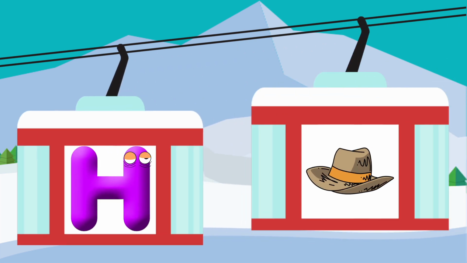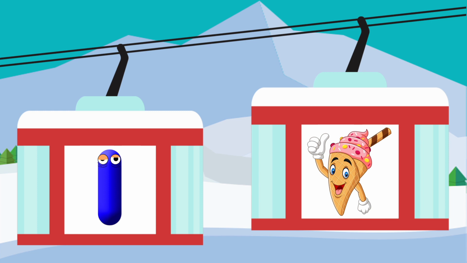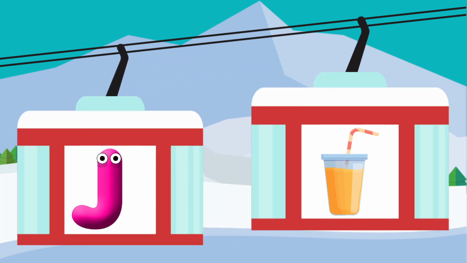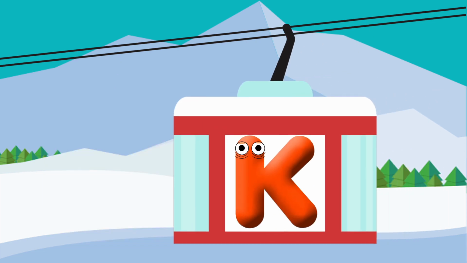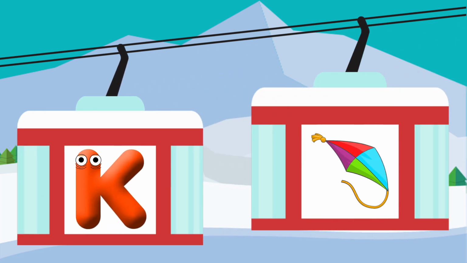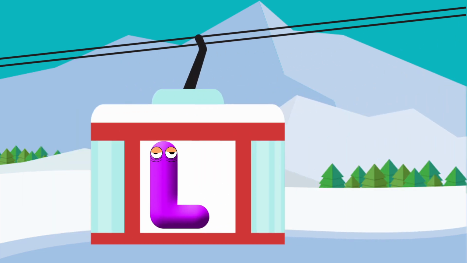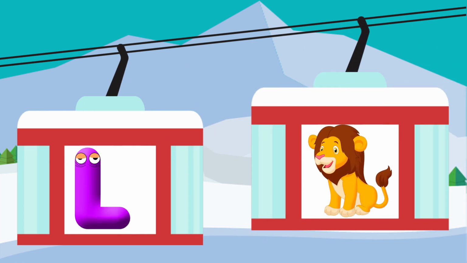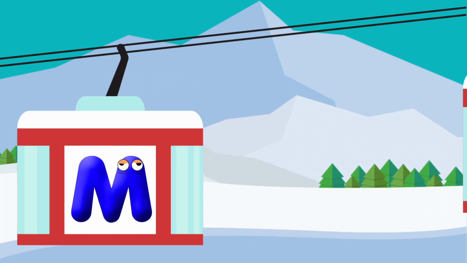H, hat. H, h, hat. I, ice cream. I, ice cream. J, juice. J, j, juice. K, kite. K, k, kite. L, lion. Lion. M, mouse.